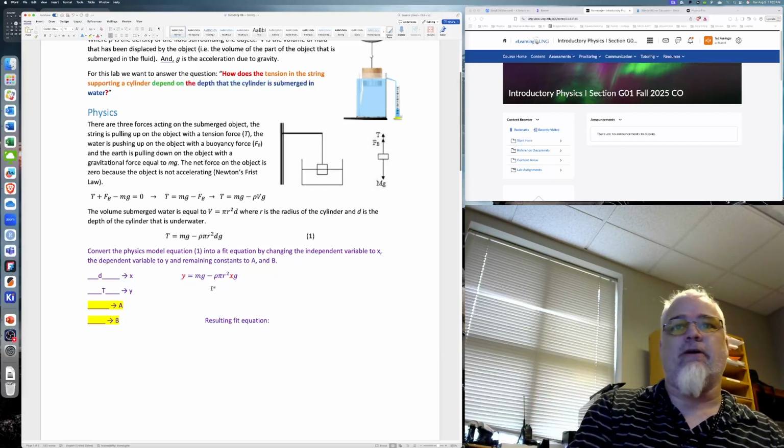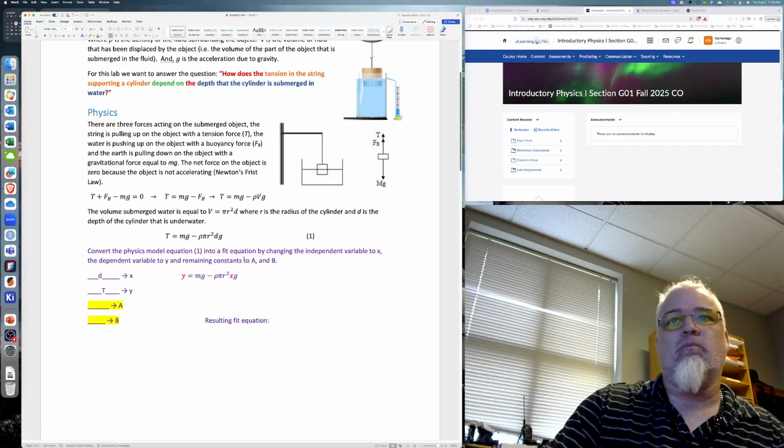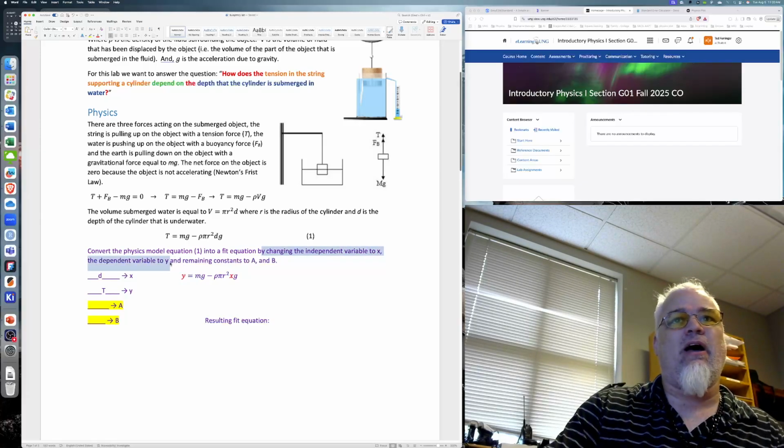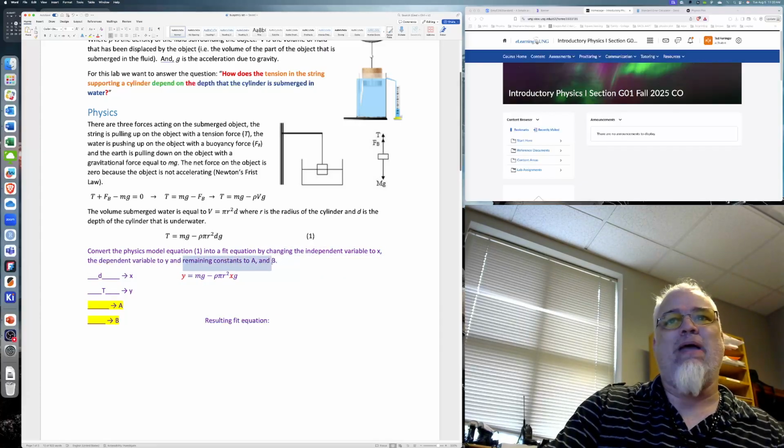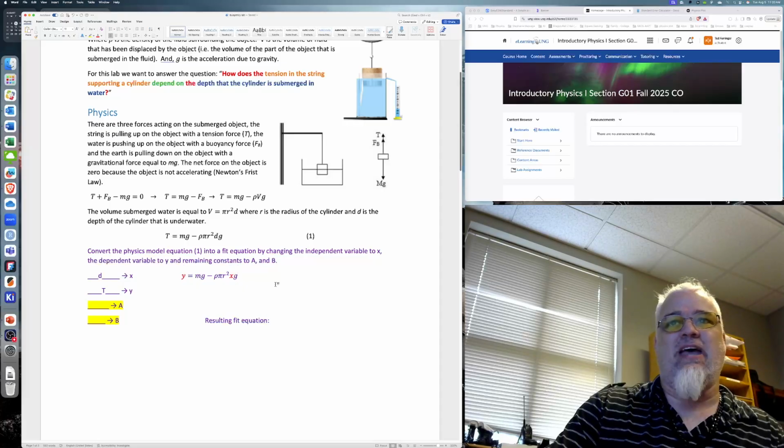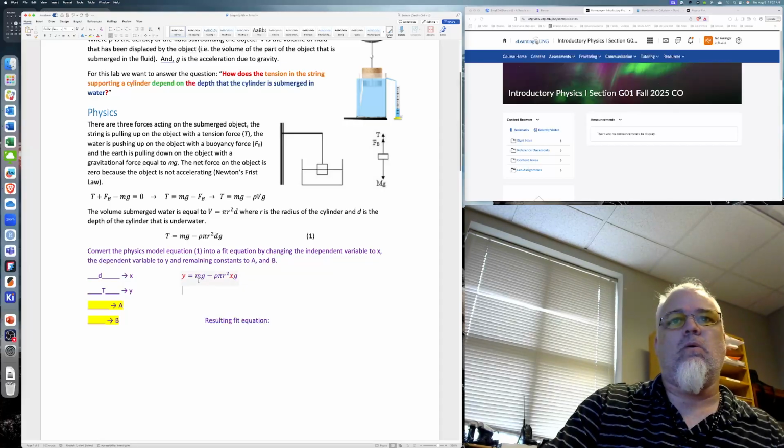Okay, we're almost there. Next, first we change the independent variable to x and the dependent variable to y. Next, we want to take the remaining constants and convert them into a and b. So what do we mean by constants?